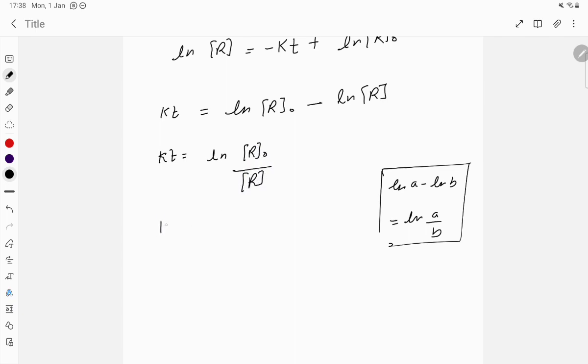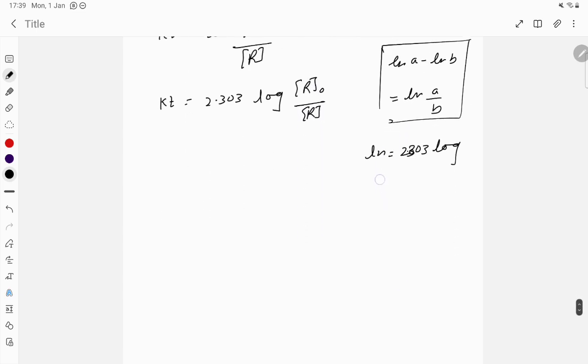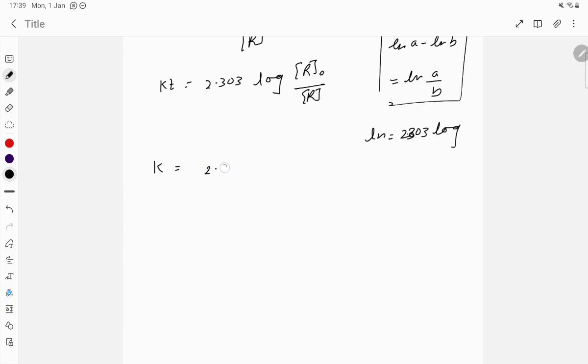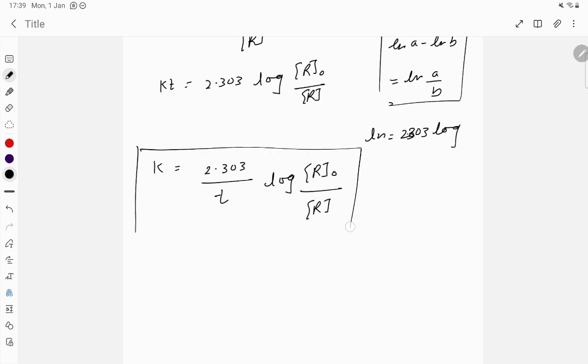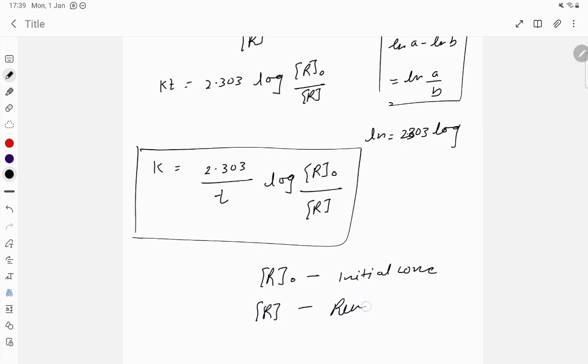Then ln is equal to 2.303 log. So kt is equal to 2.303 log R naught upon R. Now k is equal to 2.303 upon t, log R naught upon R. Here R naught is the initial concentration, and R is the remaining concentration.